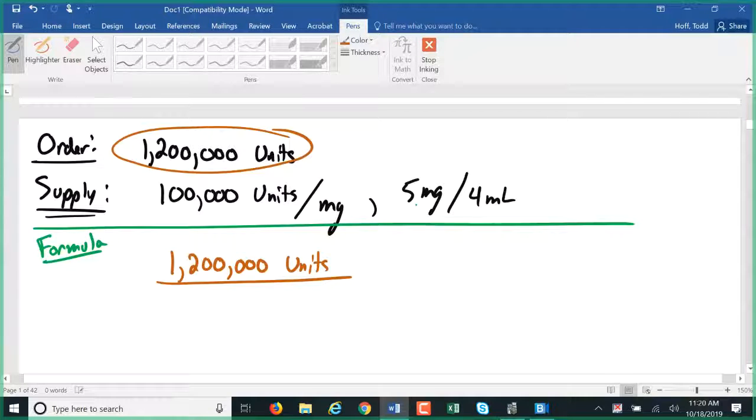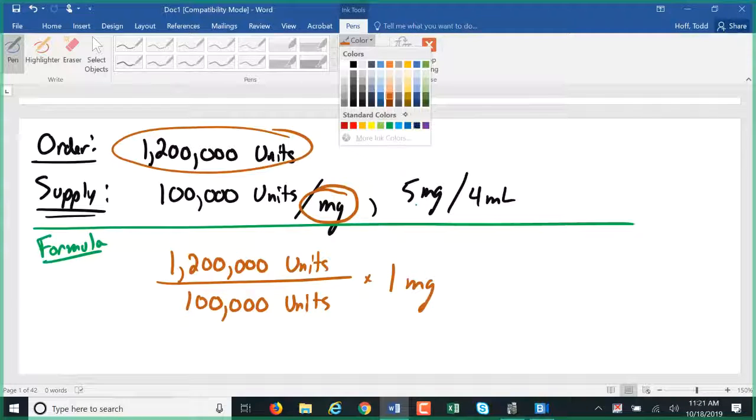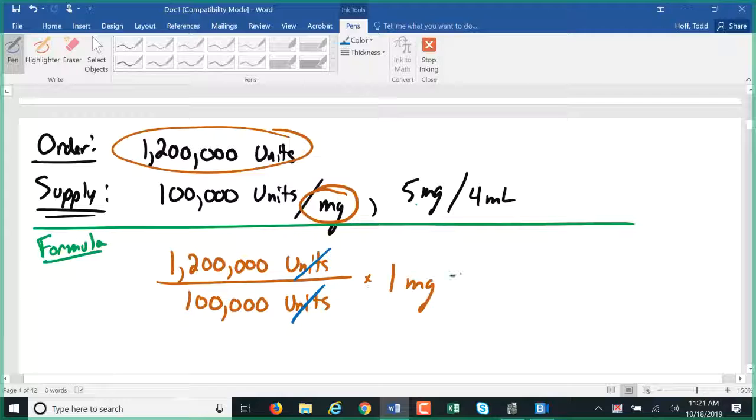Now remember, the on-hand dose that goes underneath the doctor's order has to have the same unit. So the unit here is units. So it's the 100,000 units that has to be our on-hand dose. Well, the vehicle that goes with the 100,000 units, 100,000 units per milligram, is 1 milligram. So the units cancel out. 1,200,000 divided by 100,000 times 1 milligram. That's 12 milligrams that needs to be administered to our patient.